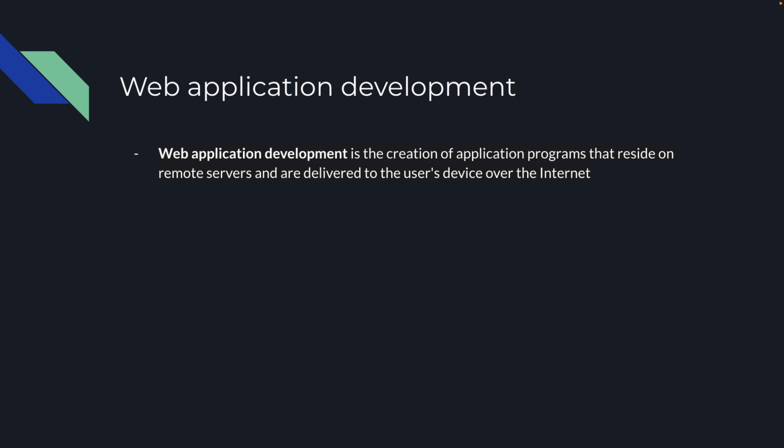And they are delivered to the user's device over the internet, right? So web application development has to do with the internet. You have something on a server and a device, right? The device makes a request for this thing on the server, and the server sends it to your device. Then your device displays it in such a way that you can view it and interact with it. That is what it means, right? Yeah. So let's move on.